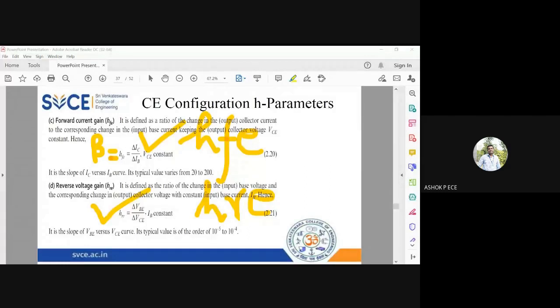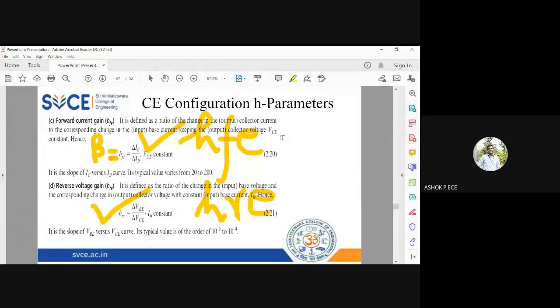So if you give an audio signal which has a very low power, the amplified version will have a huge amount of power. In common base, this power amplification was not there because there was voltage amplification, but there was no current amplification. But in common emitter configuration, since you have both voltage and current amplification, this amplifier will by default have power amplification also. That is the one thing you have to keep in mind.